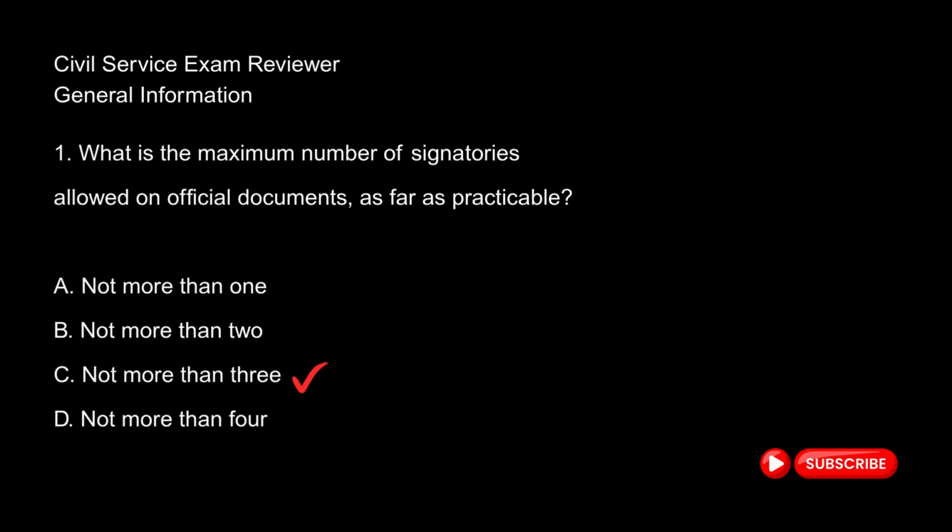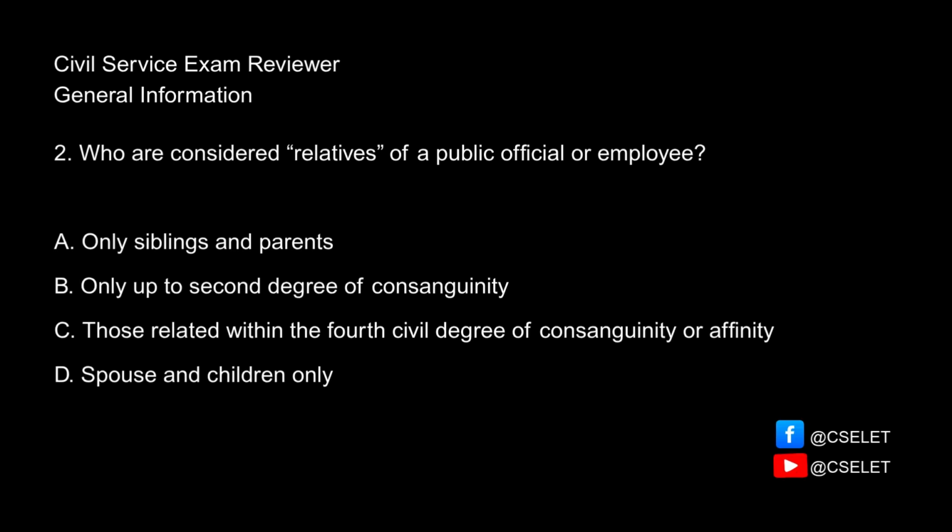Not more than 3. Who are considered relatives of a public official or employee? A. Only siblings and parents. B. Only up to second degree of consanguinity. C. Those related within the fourth civil degree of consanguinity or affinity. D. Spouse and children only.